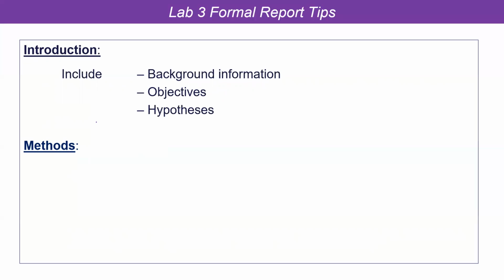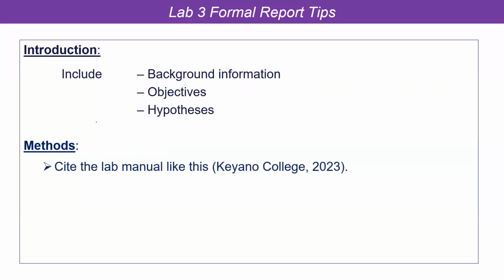Let's talk about the methods. The methods section should be very short, and you're doing two things. First of all, you're citing the lab manual, so you're telling me where I can find the detailed information. This is how I want you to do the citation in this course.